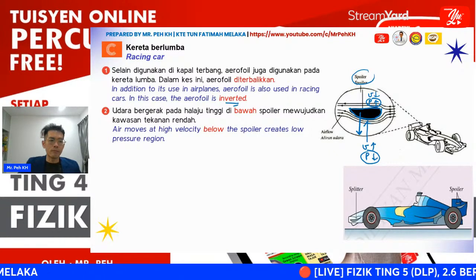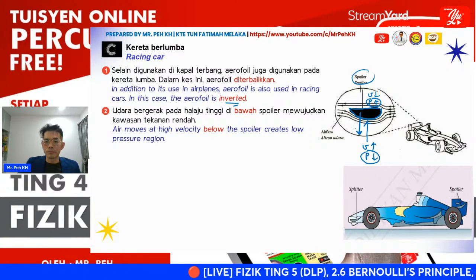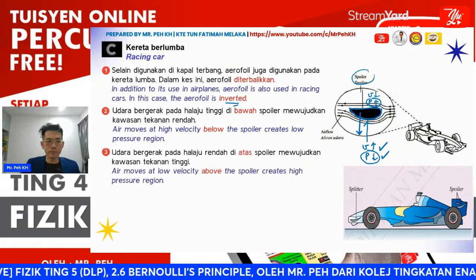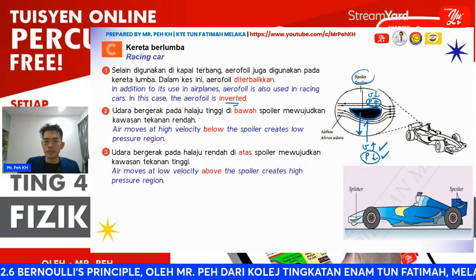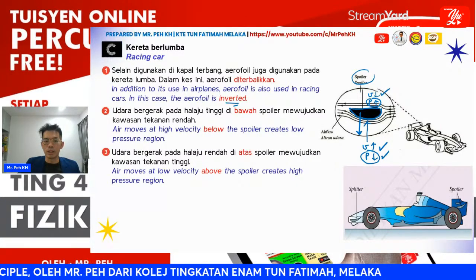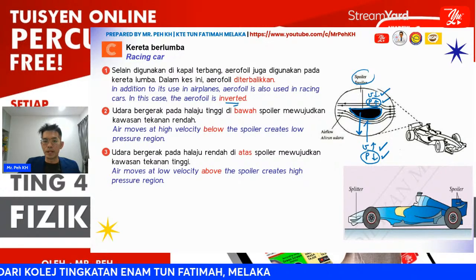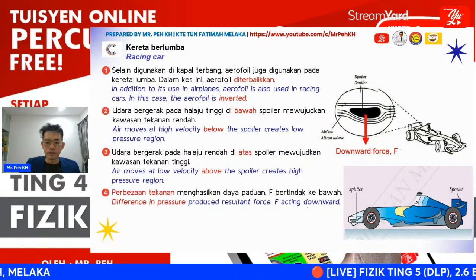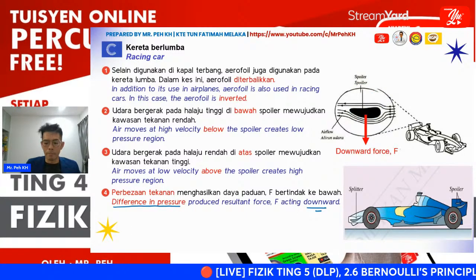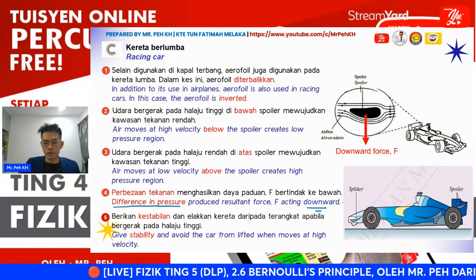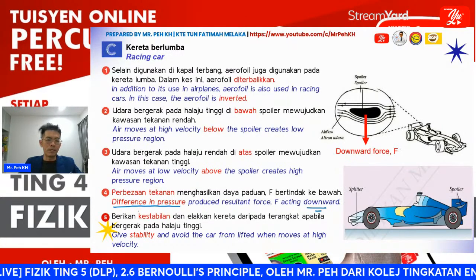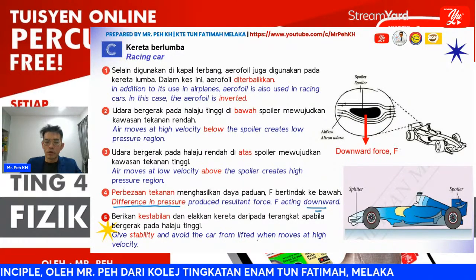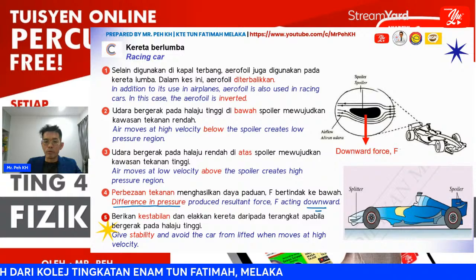Okay, so number 2, air moves with the higher speed at the bottom, below the spoiler. I explained already, so creating a lower pressure. Okay, then for the upper part, the velocity is lower, so the pressure will be higher. Okay, so this will produce a downward force because of the difference in pressure. The downward force is very important for a racing car because it gives stability and avoids the car from lifting or falling when moving at a higher velocity.